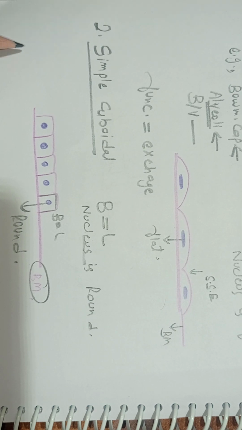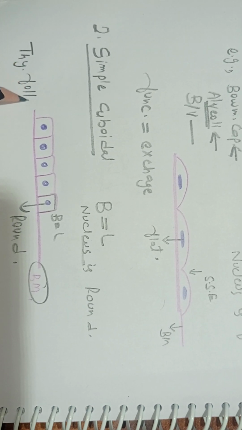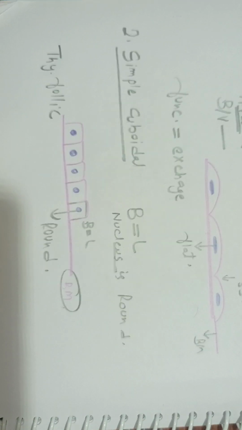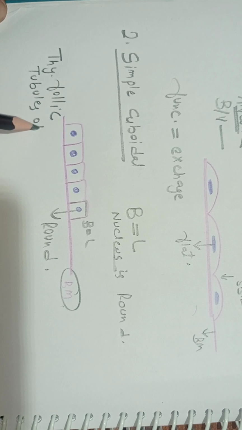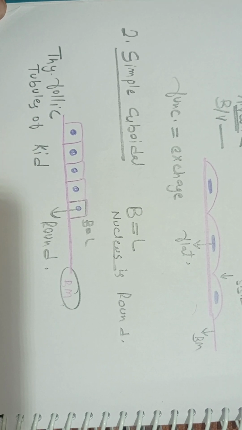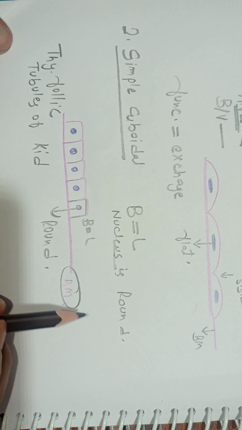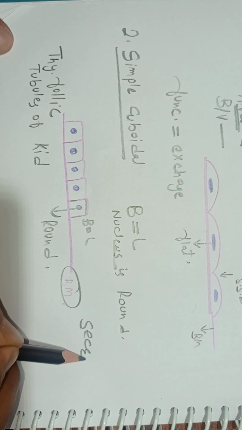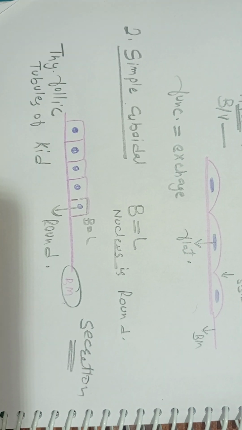What is an example of simple cuboidal epithelium? An example is the thyroid follicles. Another example is the tubules of the kidney. These are the two locations in our body where simple cuboidal epithelium is seen. What is its function? The function of simple cuboidal epithelium is secretion. So this is the second type of simple epithelium, simple cuboidal.